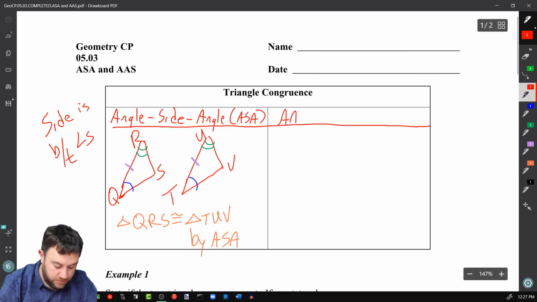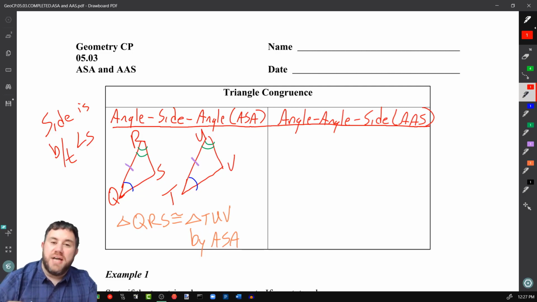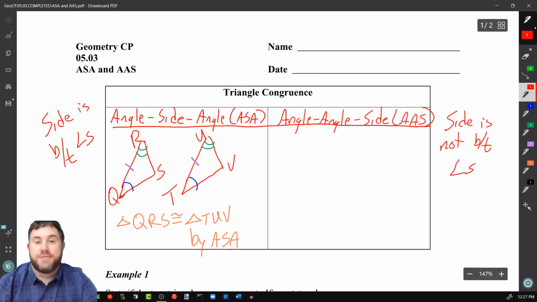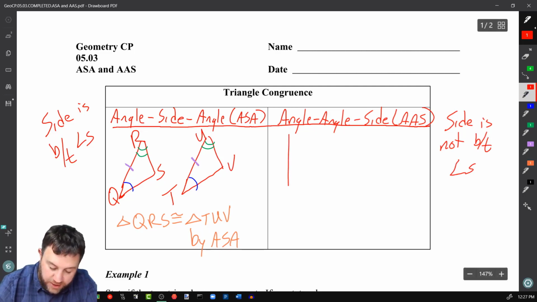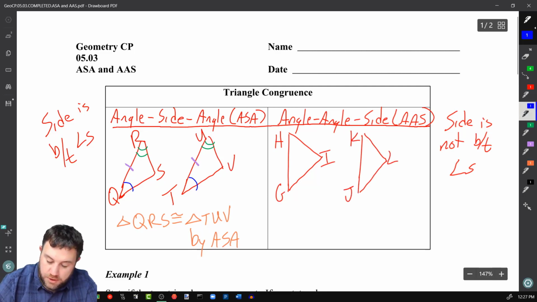Our fourth method is angle, angle, side, and we abbreviate that AAS. And it's very similar, except our side is not between. So side is not between the angles. And that's why it comes at the end of the name. So if we have GHI and JKL. So if we know G and J are congruent, and we know H and K are congruent.